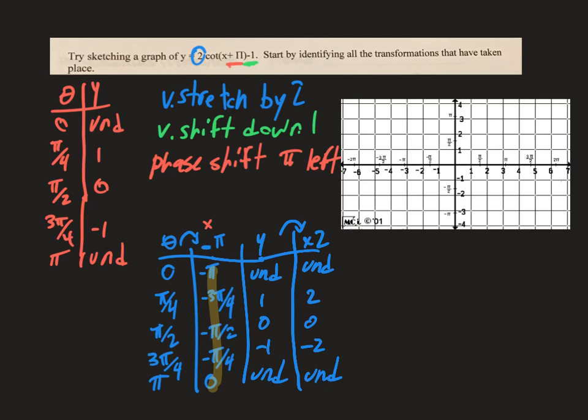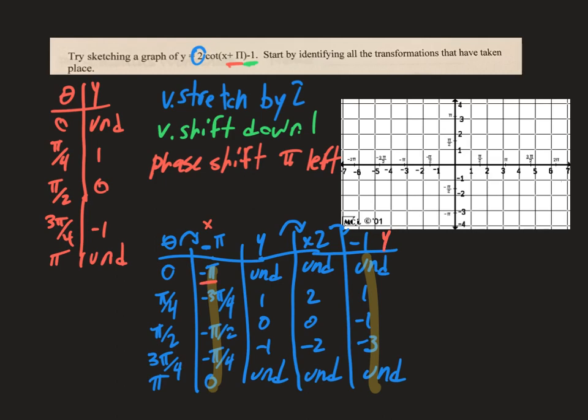Guys, anything happening to the undefined stays undefined, all right? And then finally, my last transformation, that's going to be that down 1. So I'm going to subtract 1 from here, okay? So subtracting 1 from here now gives me undefined still, 1, -1, -3, and undefined. Awesome. Let's go ahead and put these together now. Again, I'm going to highlight these. These are going to be my y values now for this. And again, you make the points x, y, right?